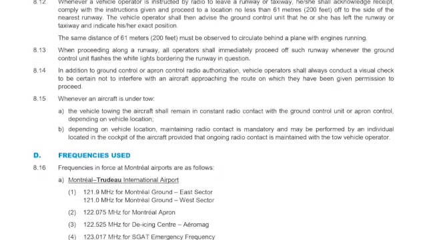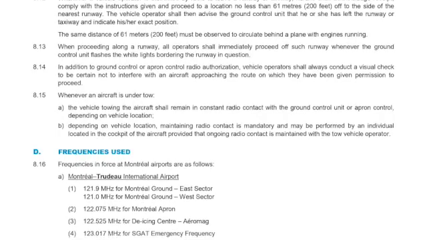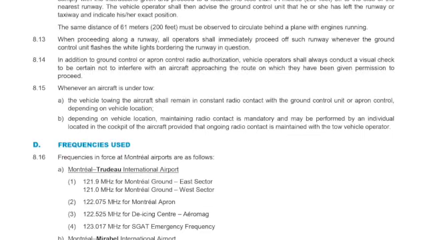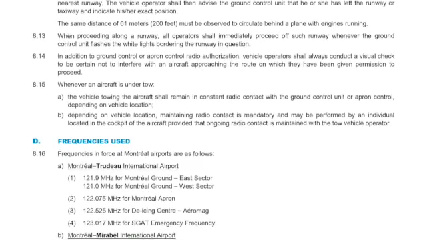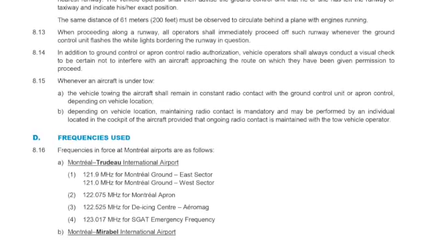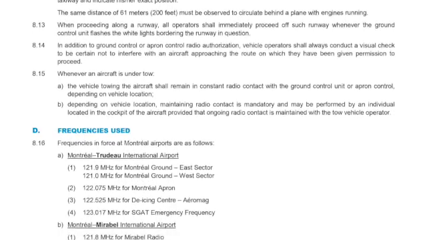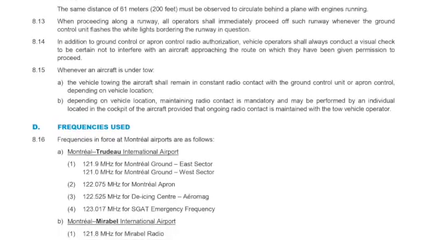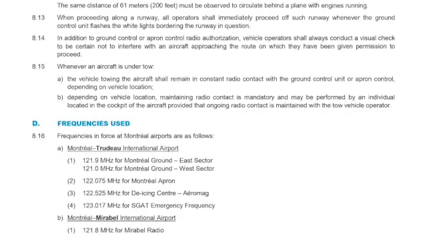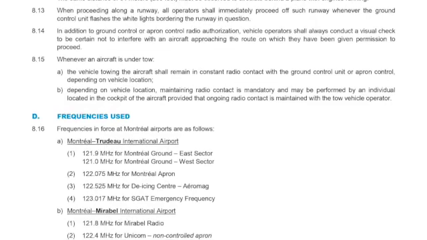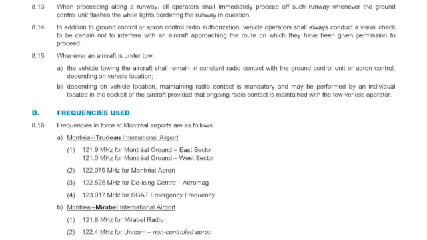15. Whenever an aircraft is under tow, A. The vehicle towing the aircraft shall remain in constant radio contact with the ground control unit or apron control, depending on vehicle location. B. Depending on vehicle location, maintaining radio contact is mandatory and may be performed by an individual located in the cockpit of the aircraft provided that ongoing radio contact is maintained with the tow vehicle operator.